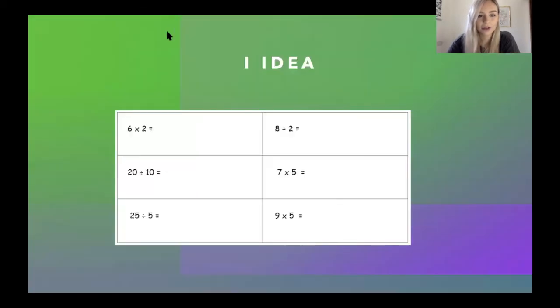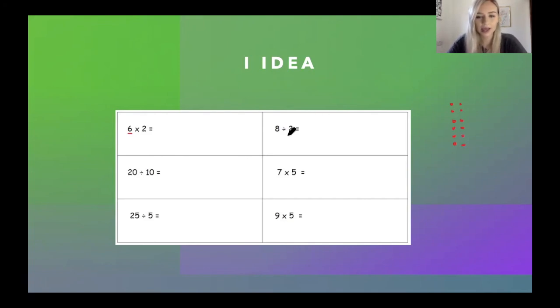So if you're doing one idea, I'm going to quickly demonstrate how to use dots or counters to solve this first question. The first question is 6 times 2. So what I'm going to do, I'm just going to draw an array to help me work this out. I can see that I need to have 6 dots. So I'm going to draw them lengthways 1, 2, 3, 4, 5, 6. And I'm going to have 2 groups, which means next to it I need to have another group of 6. 1, 2, 3, 4, 5, 6. Now I can count them all up and see how many I have together.